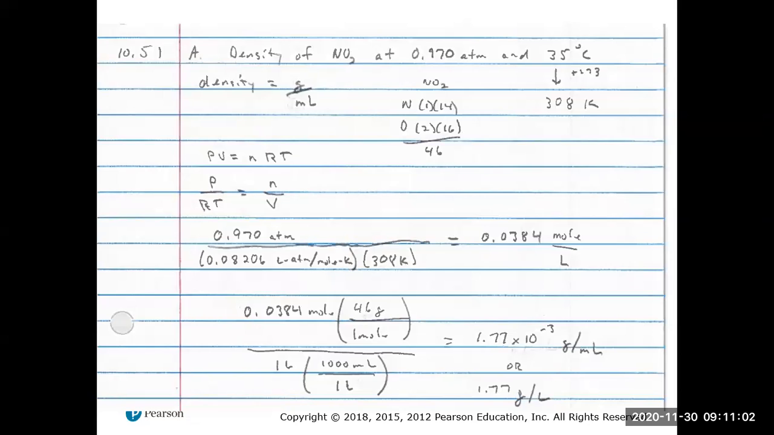And then we have a choice here. We can either convert the liters in the denominator to milliliters. If we want to do that, then we know there's 1,000 mils equal to 1 liter, or we could just leave it as grams per liter, either way. If it's grams per mil, it's 1.77 times 10 to the minus third. If it's grams per liter, then it would be 1.77 grams per liter.